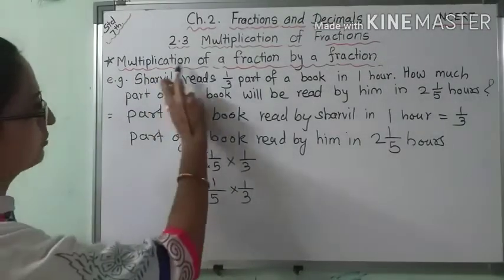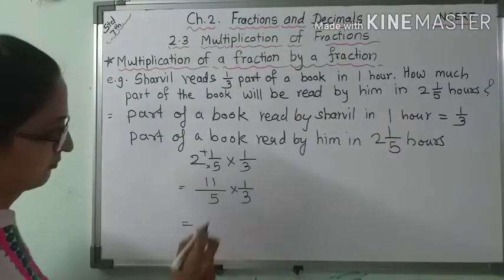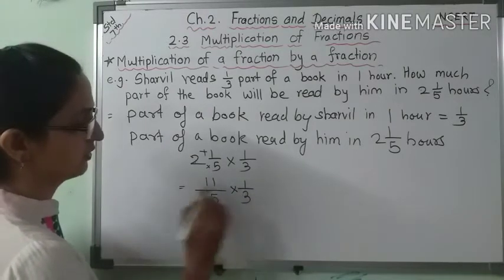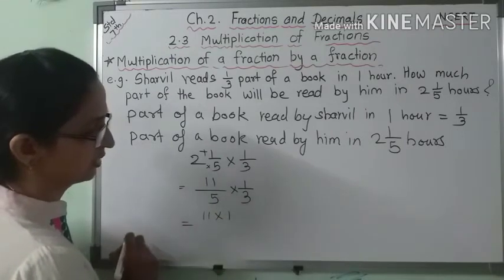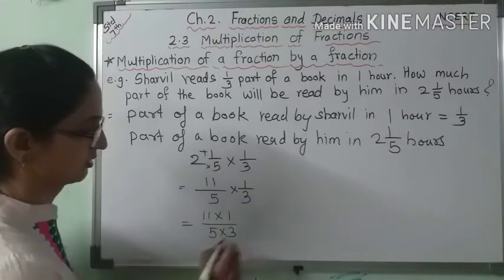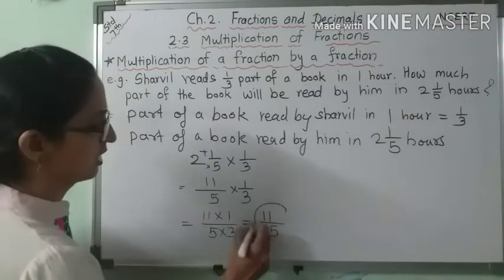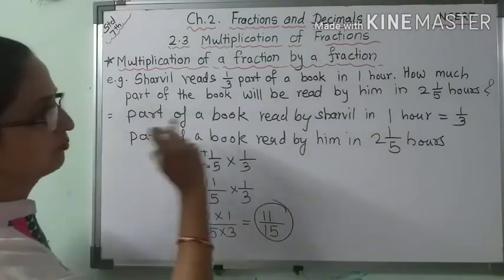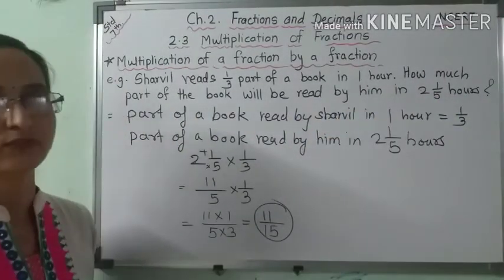So here is multiplication of a fraction by a fraction. While multiplying a fraction by another fraction, we have to multiply numerator with numerator and denominator with denominator. That is 11 ones are 11, 5 threes are 15. Your answer is 11/15. That is, the part of a book read by Sharvil in 2 and 1/5 hours is 11/15.